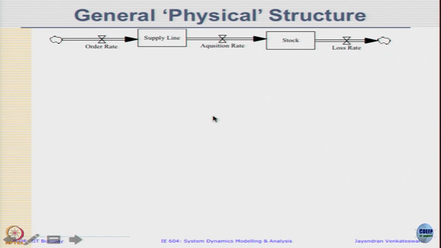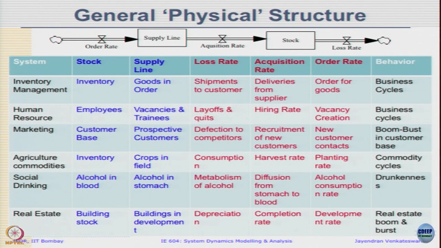This can be mapped into a variety of scenarios, the structure that we have been discussing. Like inventory management, the stock is called inventory, the supply line is goods on order, loss rate is shipments to customers, acquisition rate is delivery from supplier, order rate is orders placed. The behavior is called business cycles, right? That is what we have been seeing.